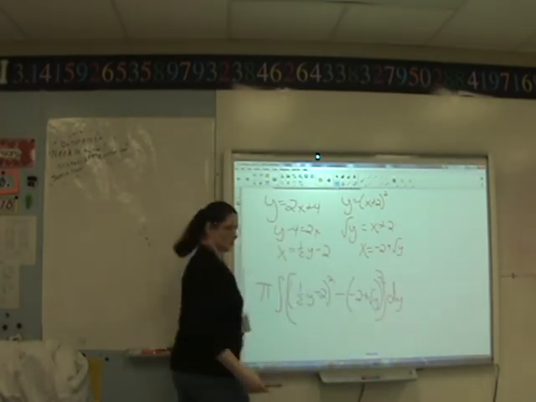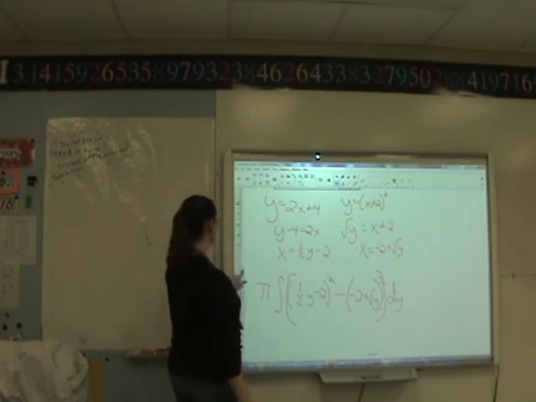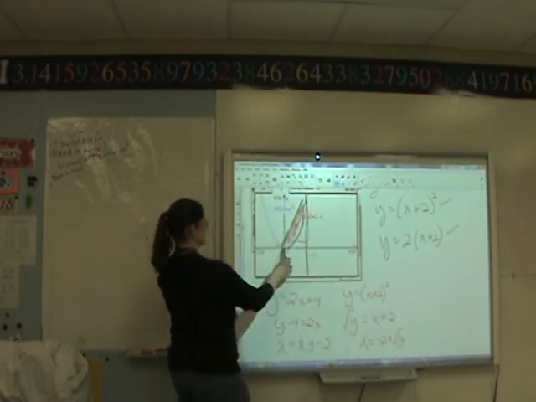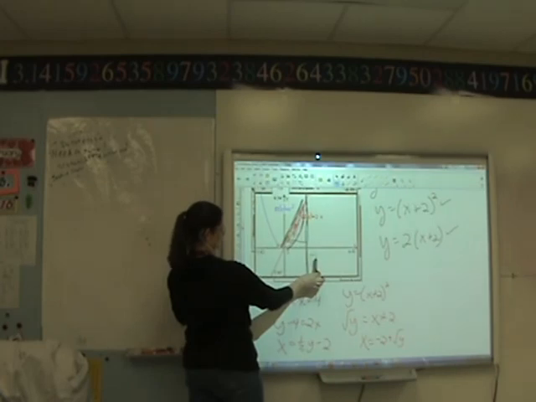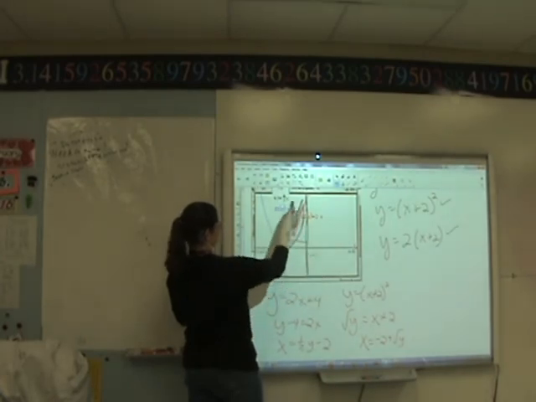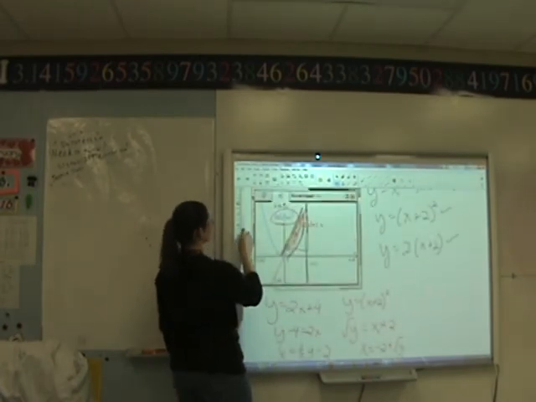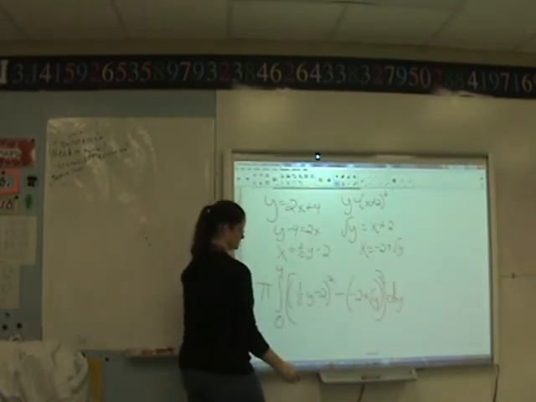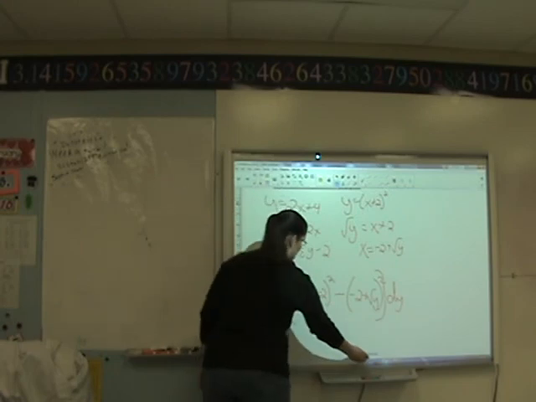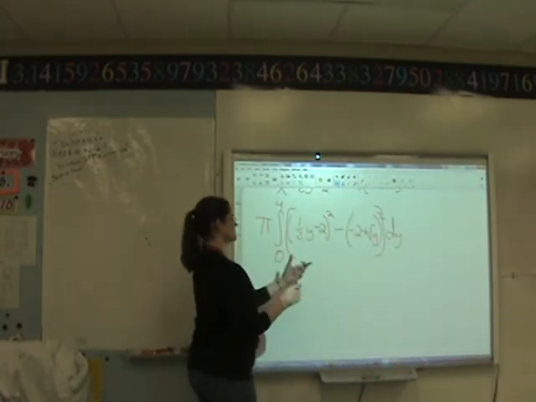Now I need limits of integration. Y coordinates of the intersection points. They started at 0, and this is x equals 2, so the x is 2. Plug that in, the y has to be 4. Yeah, 0 to 4. If you were doing that by hand, you would square out this binomial.